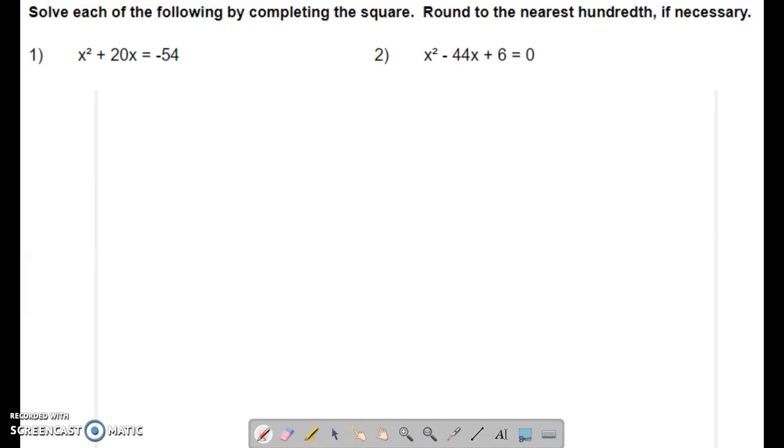For example 1, we already have it set up where there is a leading coefficient of 1, and the x squared and x terms are on one side of the equal sign, and the constant is on the other. So this is set up perfectly for completing the square.